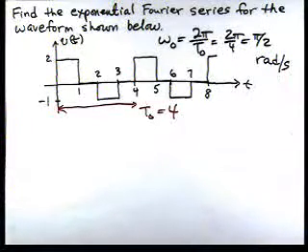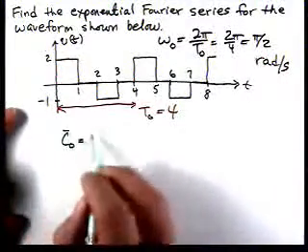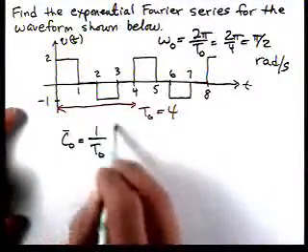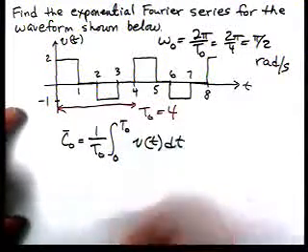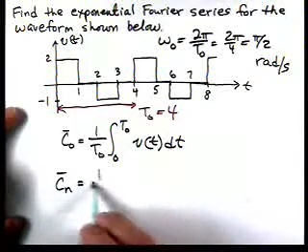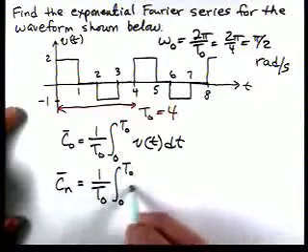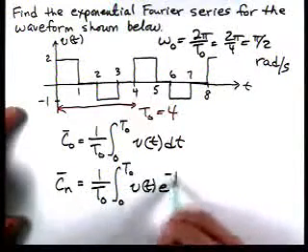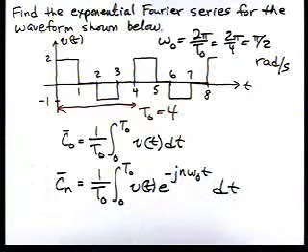Now, to calculate the exponential Fourier series, we're going to determine C0, which is 1 over T0 times the integral from 0 to T0 of v(t) dt. And then C sub n, which is 1 over T0 times the integral from 0 to T0 of v(t) e to the minus j n omega naught t dt. So there are our tasks.